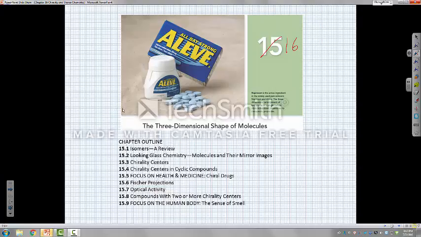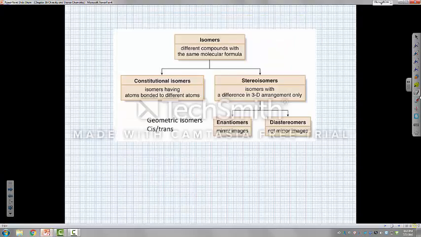And I remember when I first was introduced to stereochemistry and this thing called chirality. Here they talk about chirality. I found it very difficult, so I'll use this lecture to try to make things a little bit easier to understand. So first off, let's just review isomers a little bit.